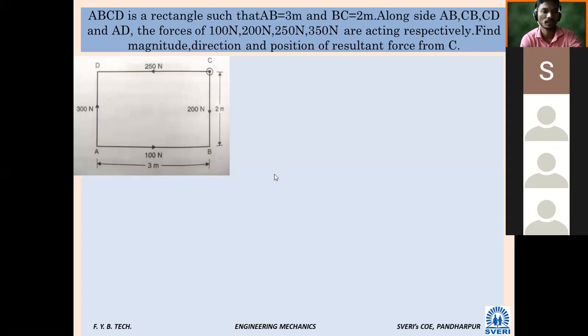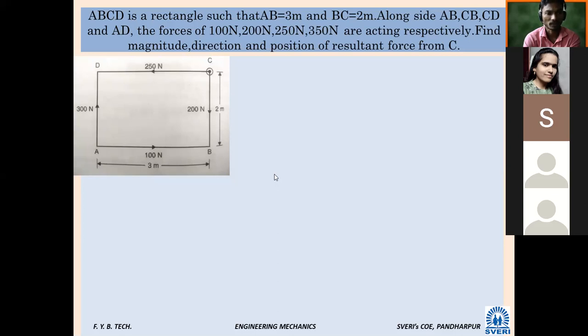So how many forces are there in this system? 4 forces are there. Are you able to see this diagram carefully? So the ABCD rectangle is given, and 4 different forces are there. The horizontal side of the rectangle is 3 meter, the vertical is 2 meter. And we are supposed to find the magnitude, direction and position of the resultant.